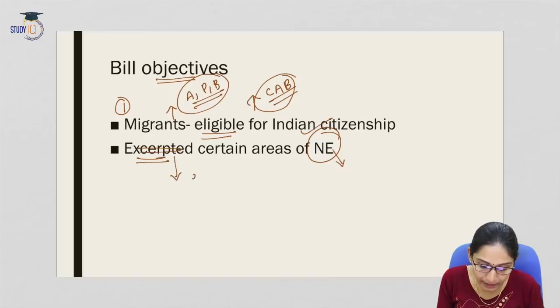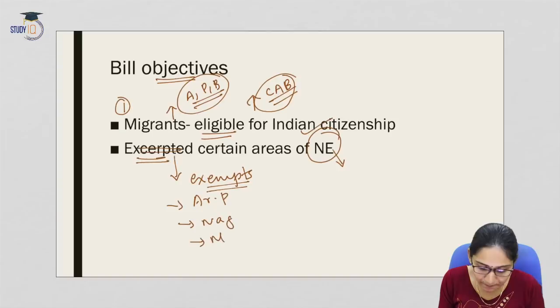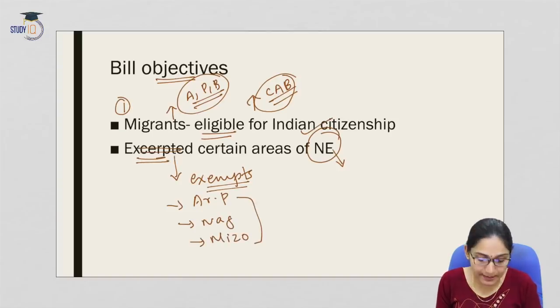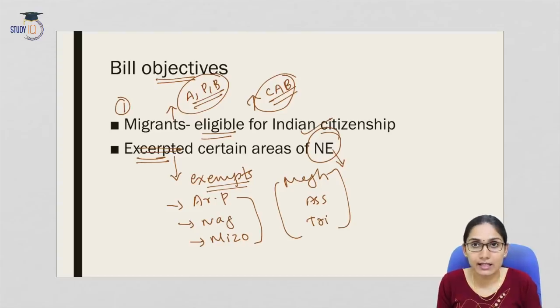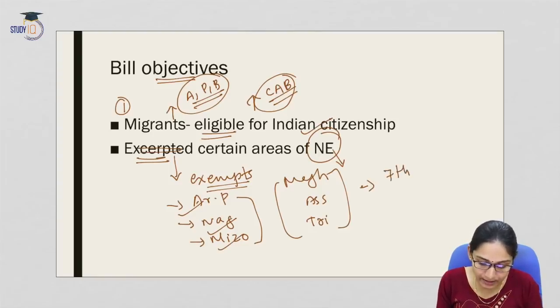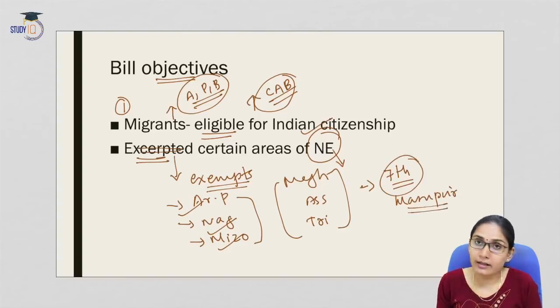And coming to the exemptions, the government has exempted the whole of Arunachal Pradesh, Nagaland and Mizoram. So these three states are completely exempted, and certain parts of Meghalaya, Assam and Tripura are partially exempted, whereas the whole states of Arunachal Pradesh, Nagaland and Mizoram are exempted. Now the seventh northeast state, Manipur: the full state of Manipur is under the ambit of the Citizenship Amendment Bill. So this is about the exemptions in the bill, very important.